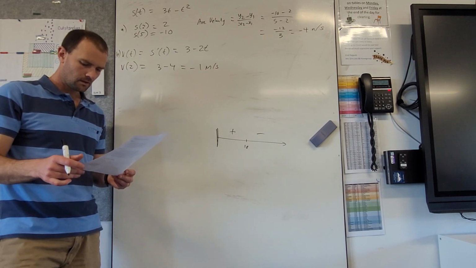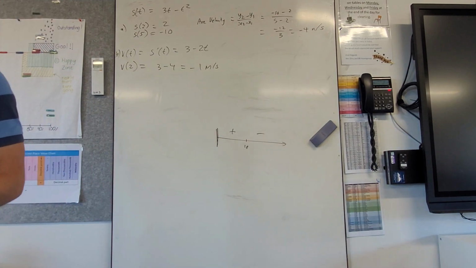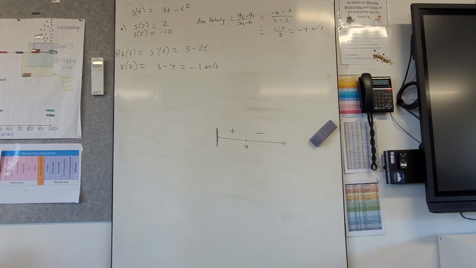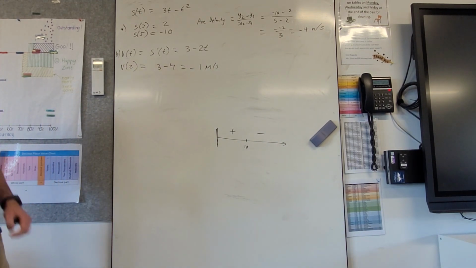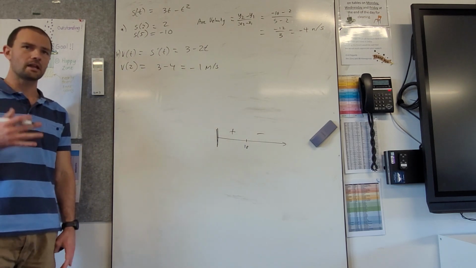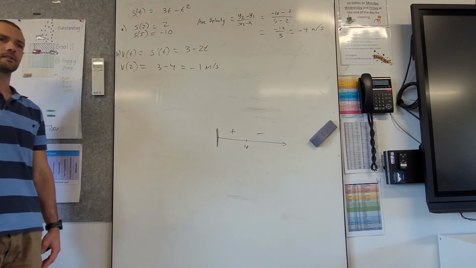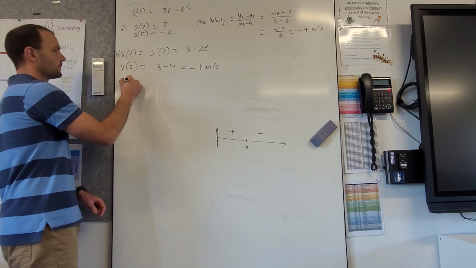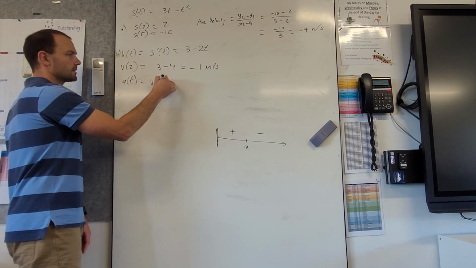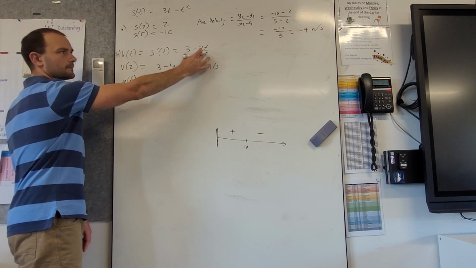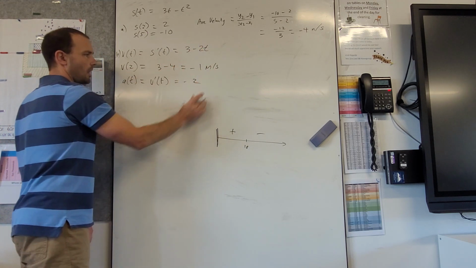Alright. Determine when speed is increasing. This is when both acceleration and velocity have the same sign. So that means we need a sign diagram for velocity and a sign diagram for acceleration. So firstly, acceleration is the derivative of velocity. So we're differentiating this function again, and we'll get minus 2.